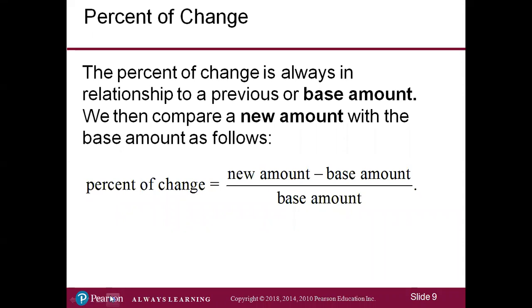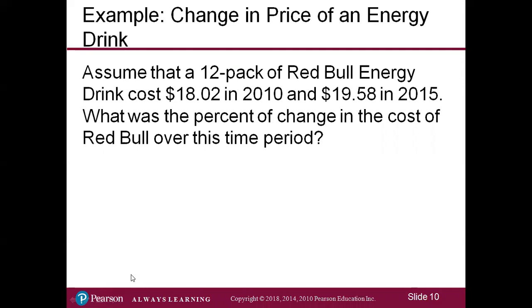We then compare the new amount with the base amount as follows. Percent of change equals new amount minus base amount divided by the base amount. Assume that a 12-pack of Red Bull energy drink costs $18.02 in 2010 and $19.58 in 2015. What was the percent of change in the cost of Red Bull over this time period?